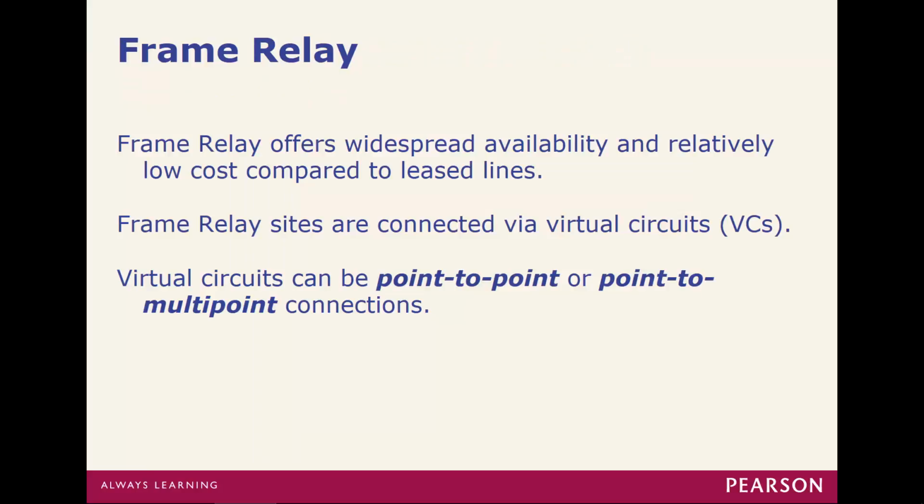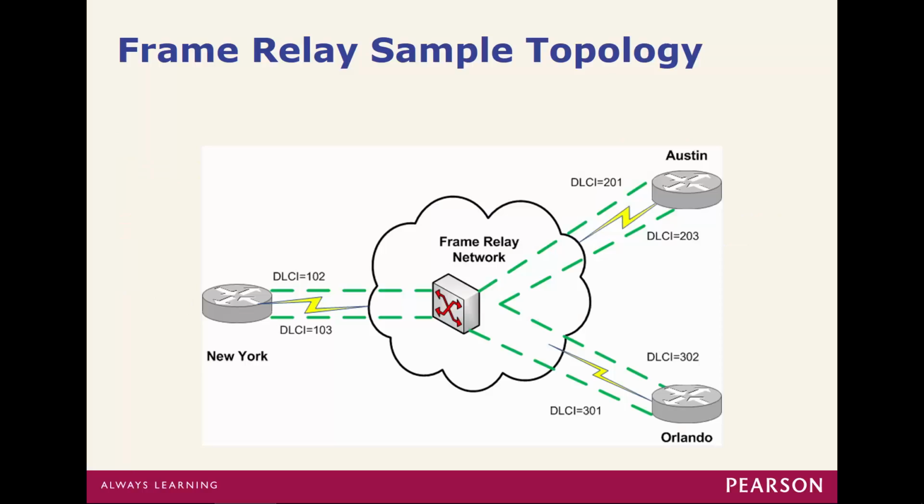Other technologies could be frame relay. Frame relay offers a wide spectrum for availability and relatively low costs compared to leased lines. Very common in Las Vegas. Leased lines are still several $100s, where frame relay is $100-ish. Frame relay sites are connected via a virtual circuit, or VC, and could be point-to-point or point-to-multipoint, depending on how you set them up.